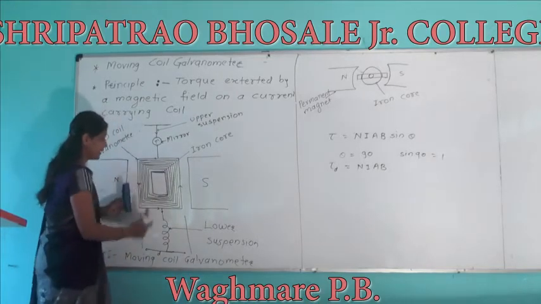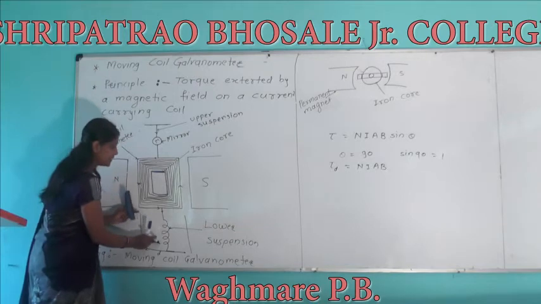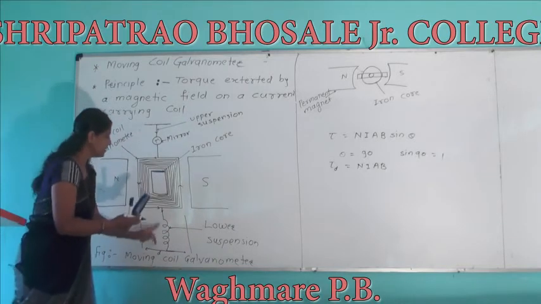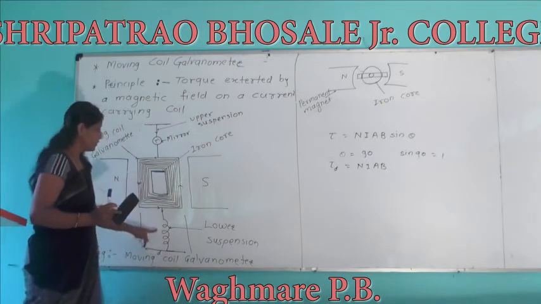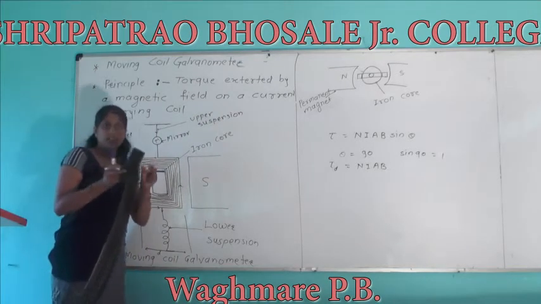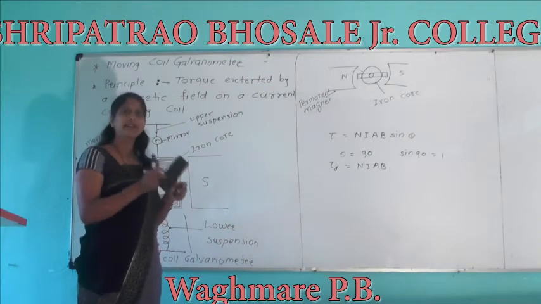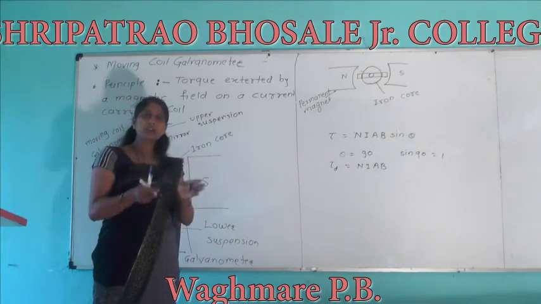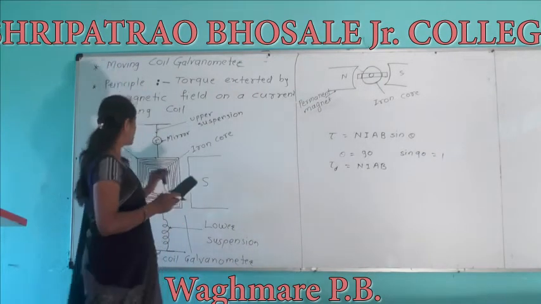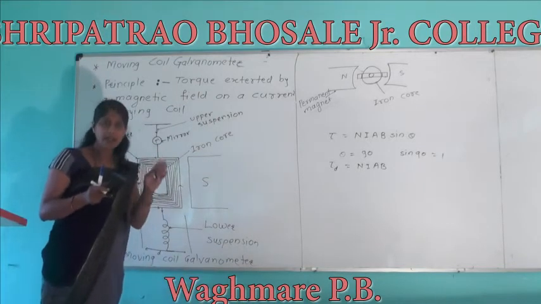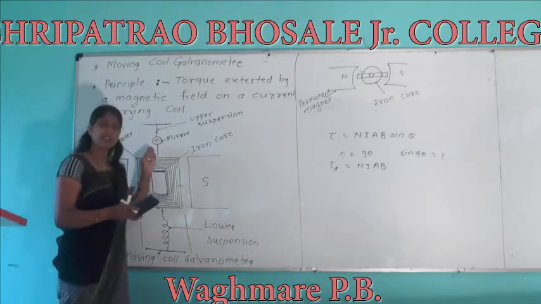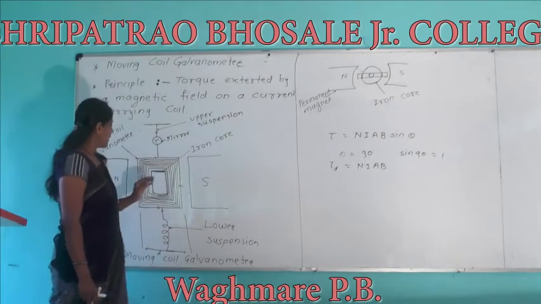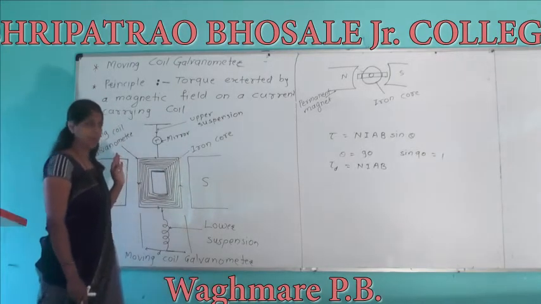When this coil rotates, the lower suspension given here twists, and due to the twist in this coil as it rotates, the restoring force is produced in the coil. And this restoring force is responsible for regaining the original position of the coil when the current passing through the coil is stopped. As the current is stopped, this restoring force brings the coil back to its original position.